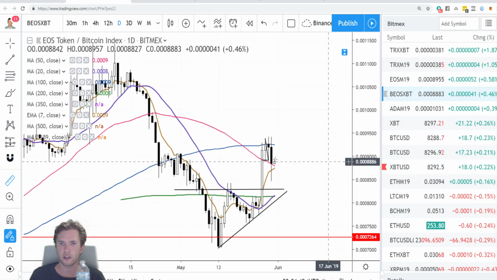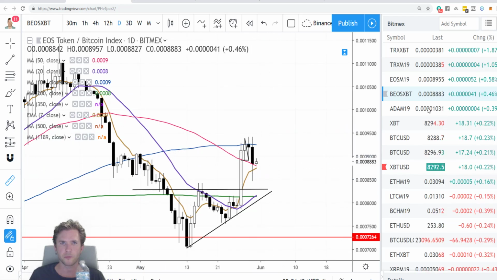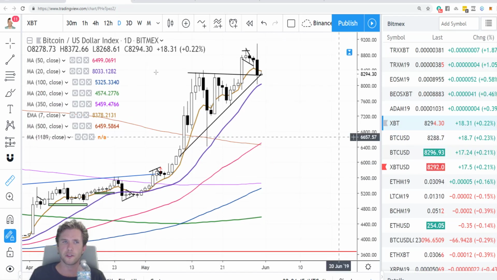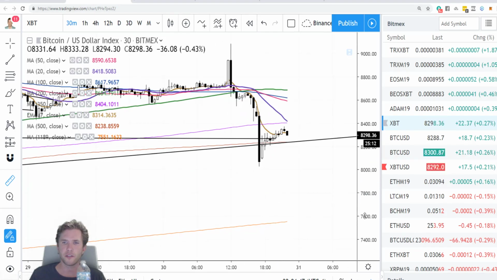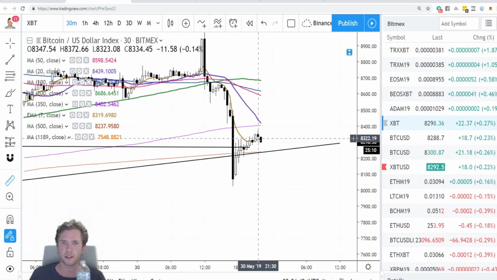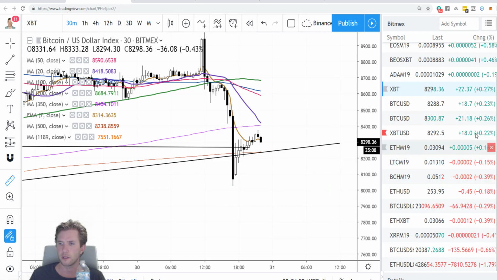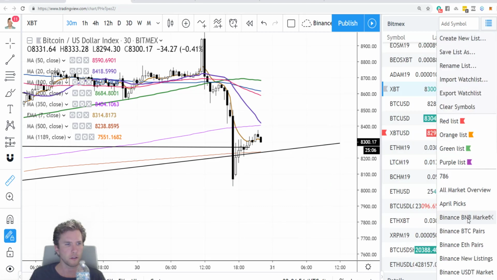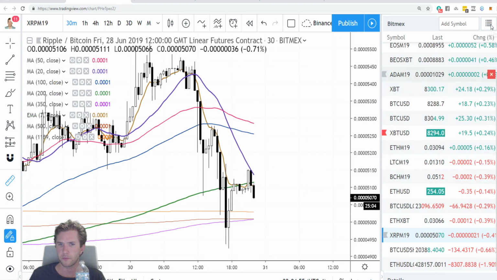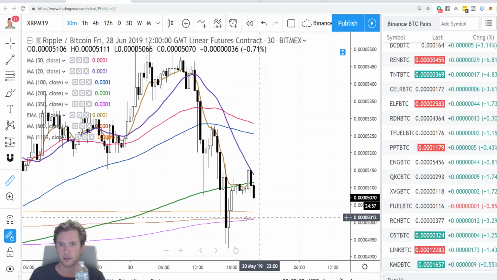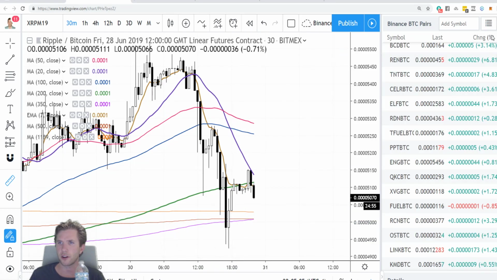Yeah, EOS is kind of losing that support, so I closed it for now. I'll reopen it if I see anything, but that's looking pretty dumpy. Let's take a look at the full market. Yeah, see, that was what I was saying on Ripple. Ripple's starting to look like it's going to want to retest that 4,900 area.